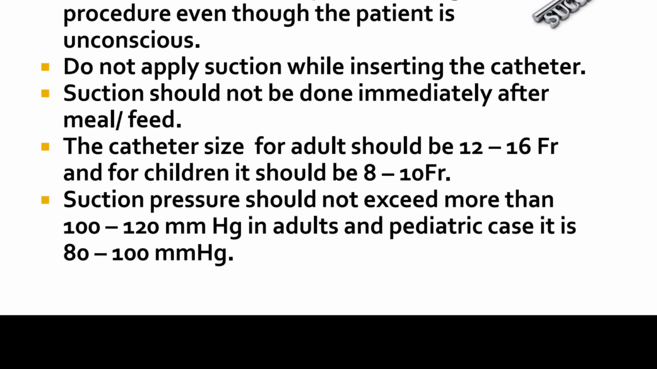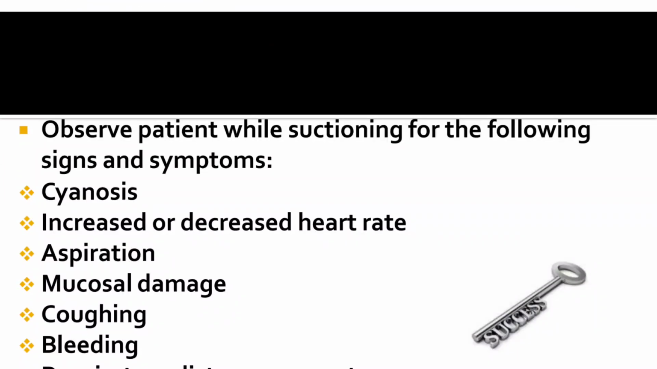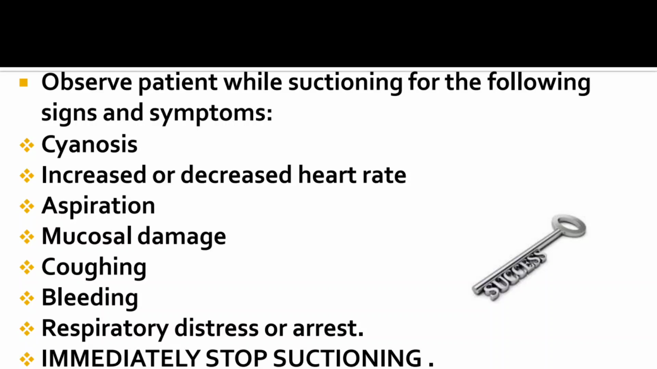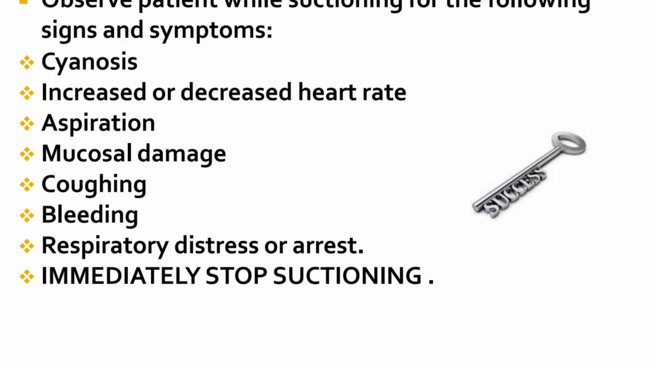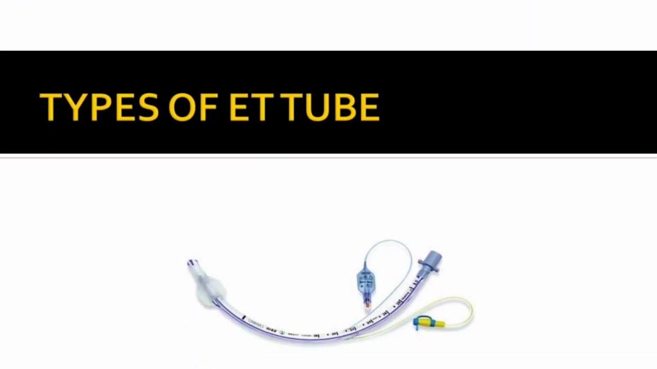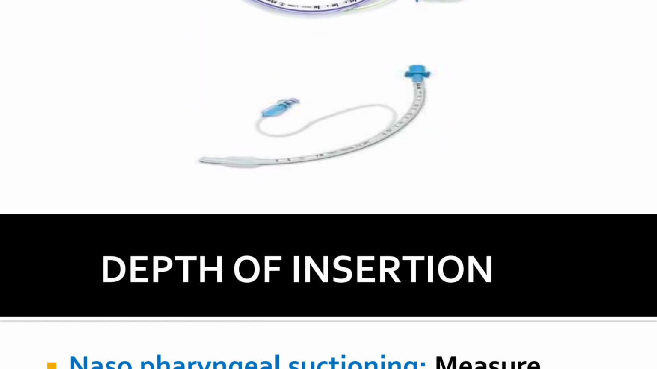to 100 mmHg. Observe the patient while suctioning for the following signs and symptoms: cyanosis, increased or decreased heart rate, aspiration, mucosal damage, coughing, bleeding, respiratory distress or arrest, and then immediately stop suctioning. Types of ET tube. There are two types of ET tube. First is the cuffed tube and second is the non-cuffed tube.